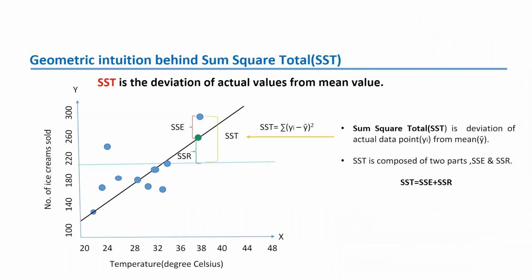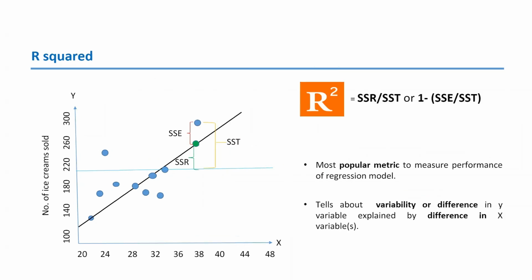Now SST, the sum square total, is basically the sum of these two values. You can see SST is equal to SSE plus SSR. So the sum square total is the deviation of the actual data point from the mean. So this is your mean, and the distance from the mean to the point is called the SST.